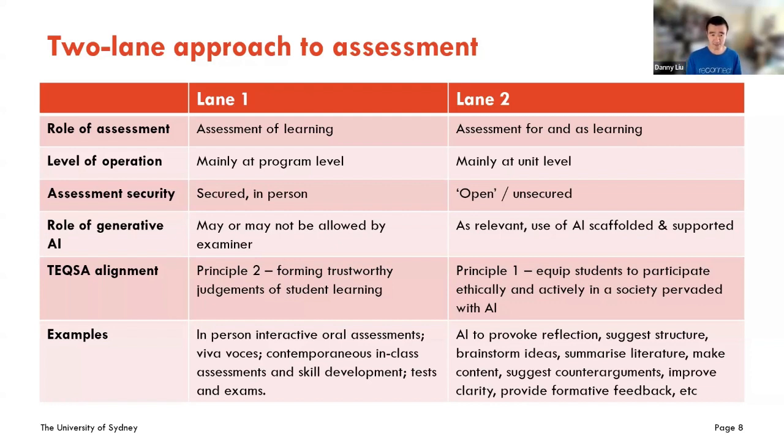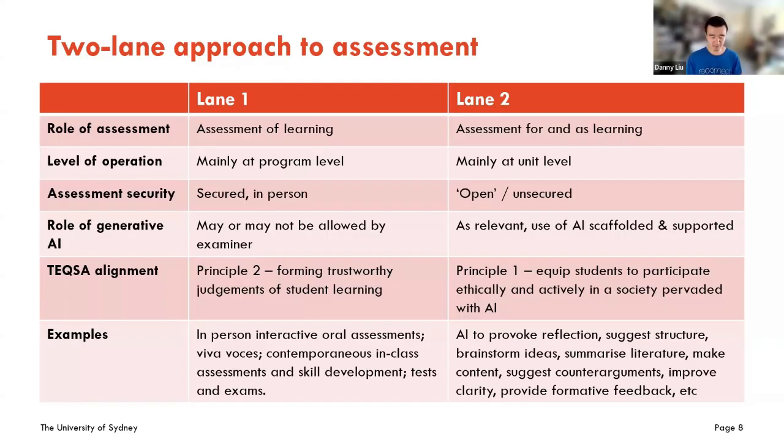Lane 1 is where you have assessment of learning, and these have to be secured and they have to really be in person. In this situation, you can actually control or restrict whether or not AI is used because it's the student in front of you. Lane 1 assessments do not just have to be exams. They can be other forms of really authentic assessments, such as interactive oral assessments. Now, a Lane 1 assessment may or may not involve AI use.